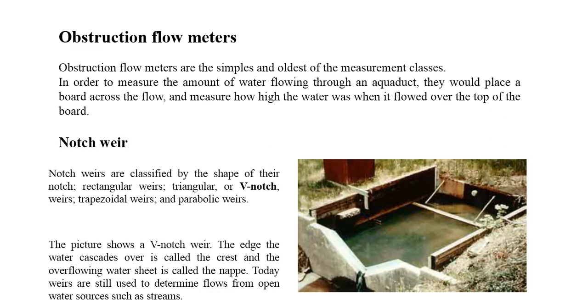The very first example of obstruction flow meters is the notch weir. Notch weirs are classified by the shape of their notch. They can be rectangular weirs, triangular weirs, V-notch, trapezoidal weirs and parabolic weirs. The picture shown here is of a V-notch. The edge of the water cascading over it is called the crest and the overflowing water sheet is called the nappe. Today weirs are still used to determine the flow for open water sources such as streams.